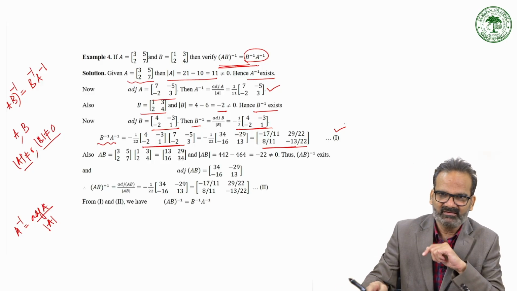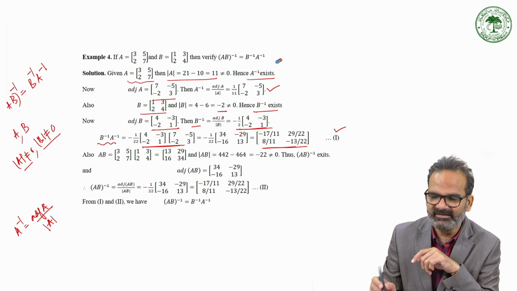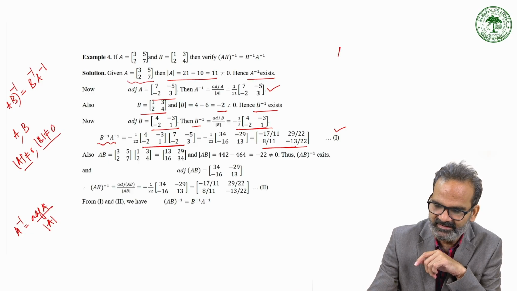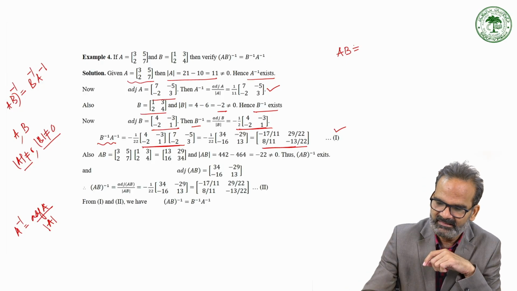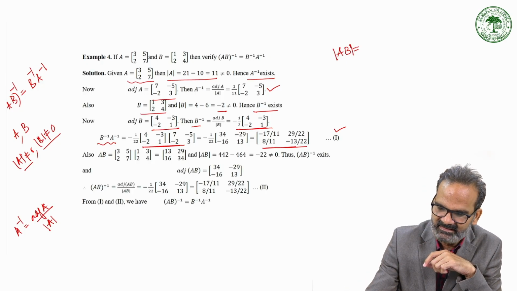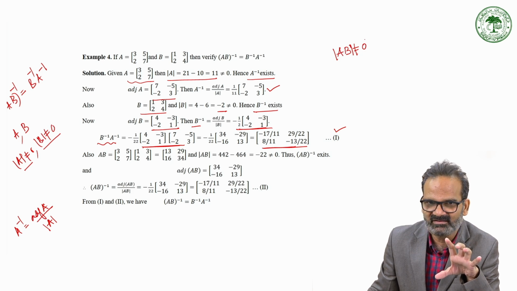Now what is left? The left hand side is left. In the left hand side, we will calculate (AB) inverse, right? To calculate (AB) inverse, first find the product AB. Multiply these two matrices to find the product AB. Then write down its determinant. Its determinant should not be equal to 0. Only then (AB) inverse will exist.